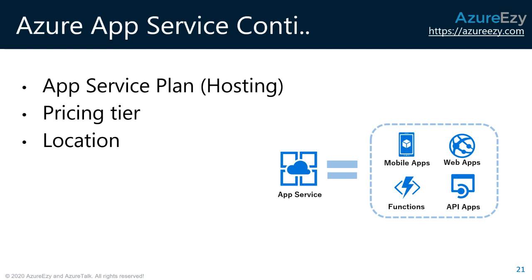So if the service is being used by United States people, you possibly select one of the United States locations which is nearest to your users or consumers who are going to use this app service.